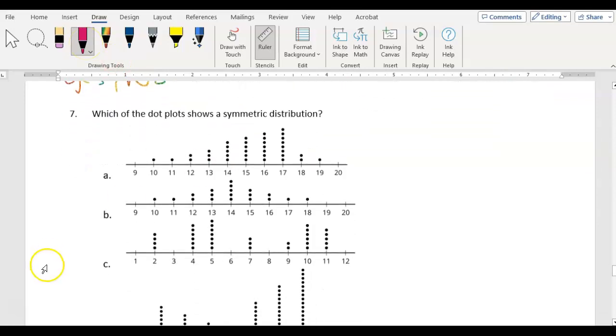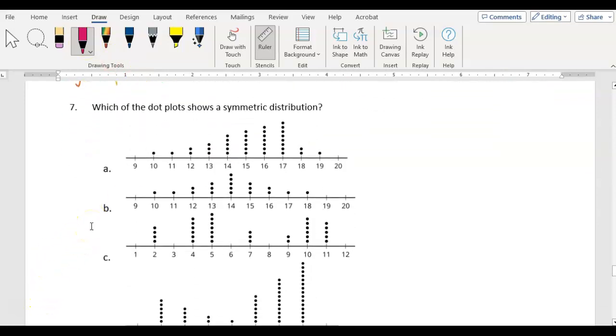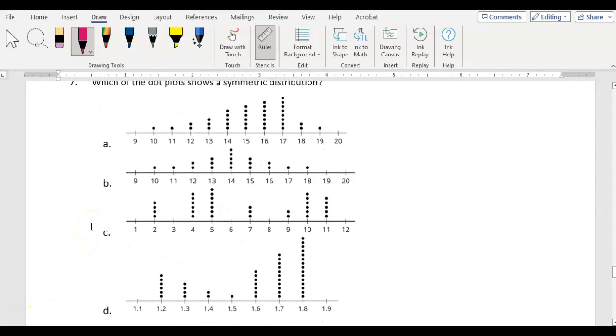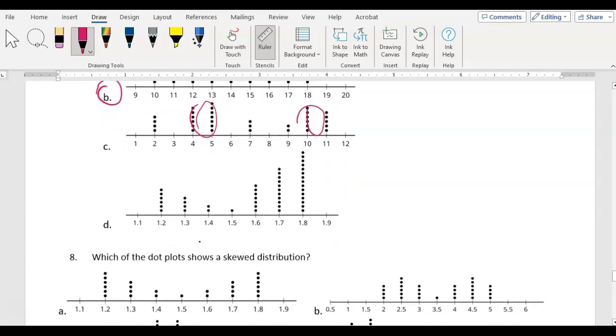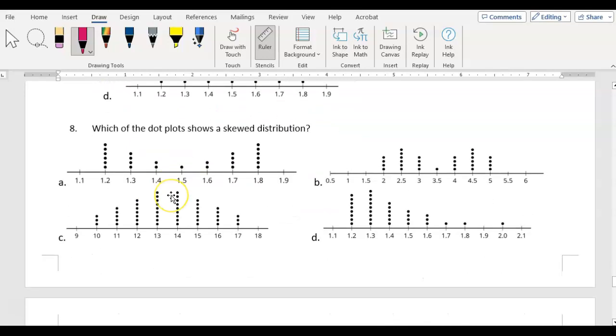Number 7 says, which of the dot plots show a symmetric distribution? So which of those dot plots on either side of the center would be even? And that's going to be B. All right. A is skewed left a little bit. C is somewhat bimodal, right? We have kind of like these two towers here. And then D looks almost like it could be symmetrical because it's going up from the middle, but it's not perfectly symmetrical on either side.